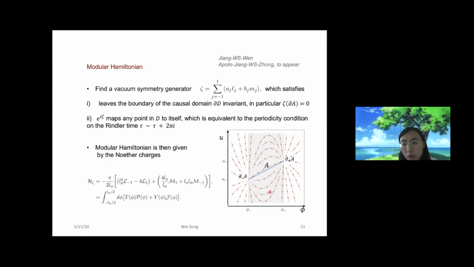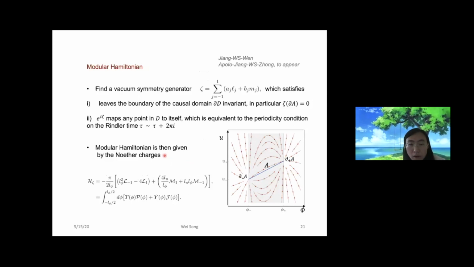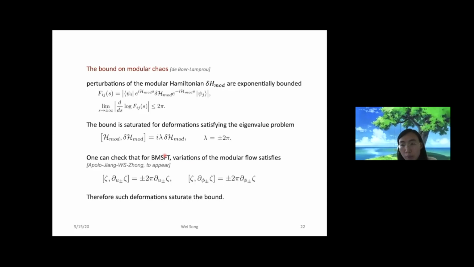And using that, one can discuss further properties of the modular Hamiltonian. In particular, there is a bound in the context of CFT, saying that perturbations of the modular Hamiltonian are exponentially bounded. And this bound is saturated by deformations that satisfy this eigenvalue problem. And in this BMS field theory, one can explicitly show that this property is also satisfied.